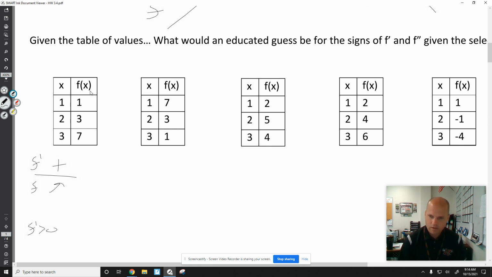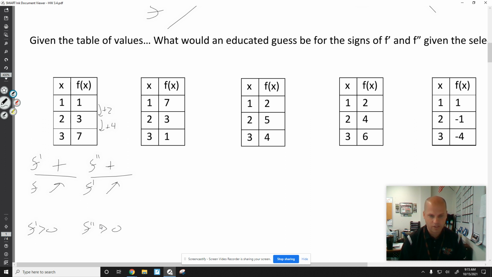But how are we increasing? I mean, let's look at some secant slopes. You know, from 1 to 2, 2 to 3. What's going on? Well, I'm increasing by 2, and then I'm increasing by 4. Okay? So my slopes are increasing. That means our second derivative must be positive. I must be concave up. That's one way to do it.